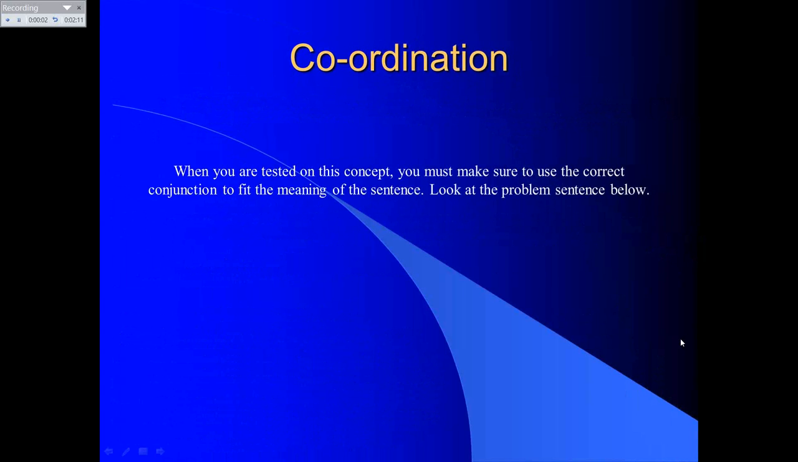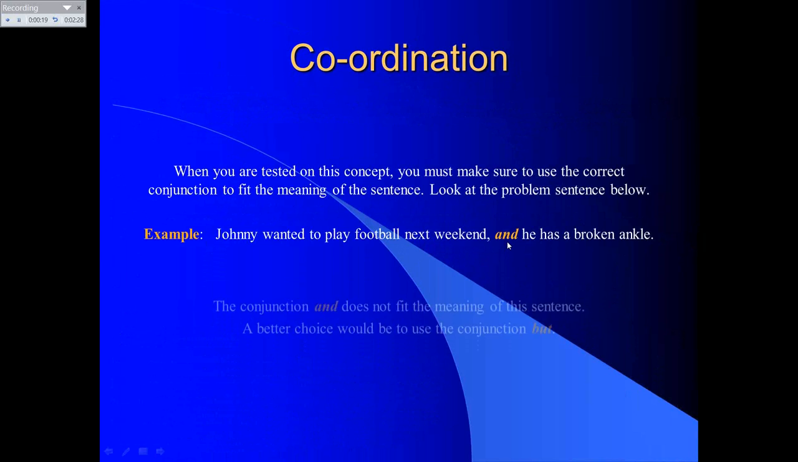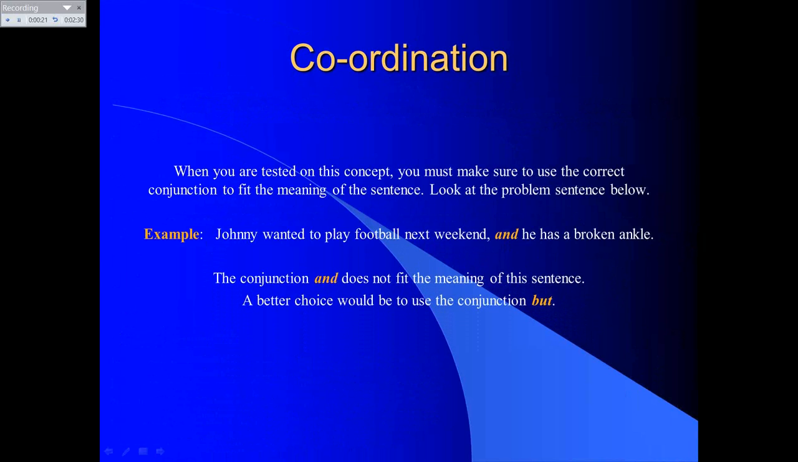Now, when you're tested on this concept, you have to be sure to use the correct conjunction to fit the meaning of the sentence. Here's your example. Johnny wanted to play football next weekend, and he has a broken ankle. This makes no sense. The conjunction and doesn't fit, and a better choice would be to say but. And then we would have Johnny wanted to play football next weekend, but he has a broken ankle.